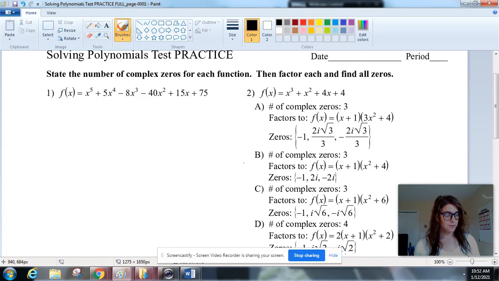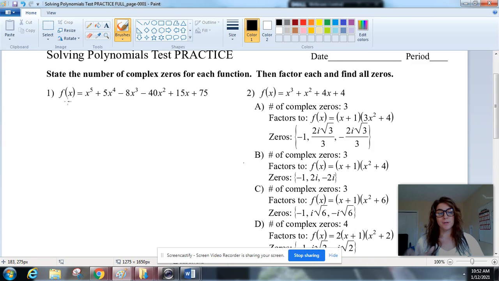Hey guys, so today I'm going to go through the review for your solving polynomials tests. The first 4 questions are going to be on the solving part. The second 4 are going to be on writing polynomials from given zeros. And then there's 2 word problems. Okay, and your test is going to be very similar, exact same layout and breakdown as you see here.